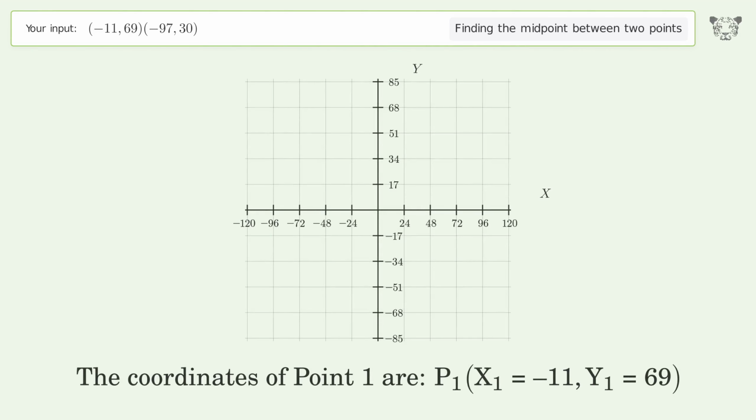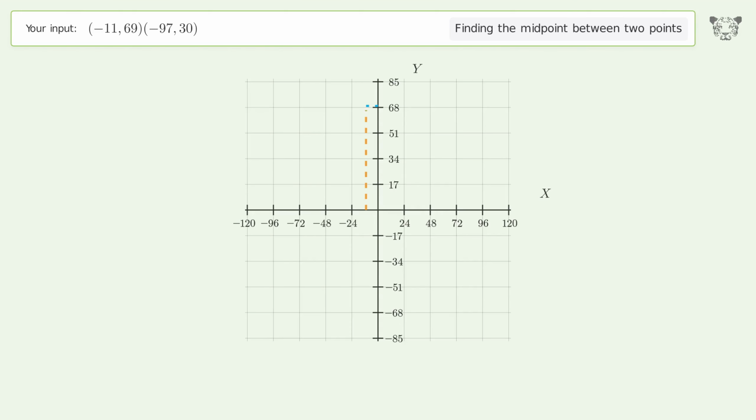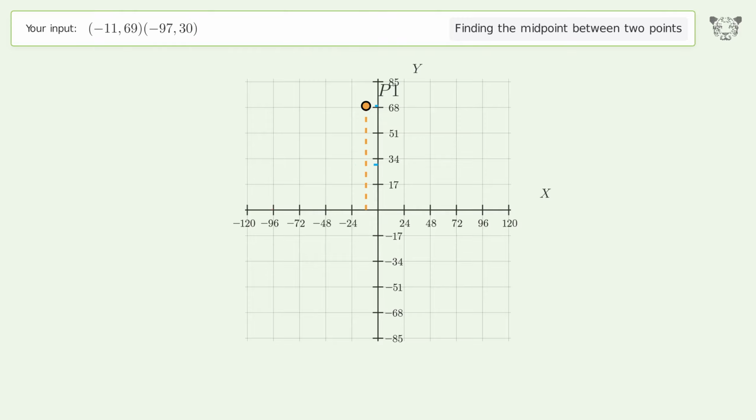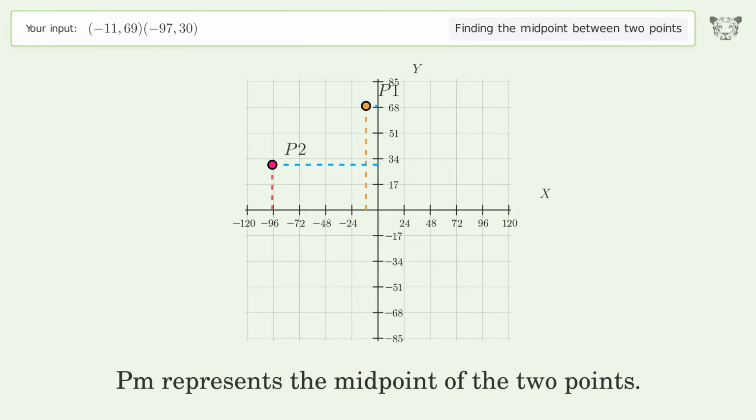The coordinates of point 1 are, x1 equals negative 11, y1 equals 69. The coordinates of point 2 are, x2 equals negative 97, y2 equals 30. PM represents the midpoint of the 2 points.